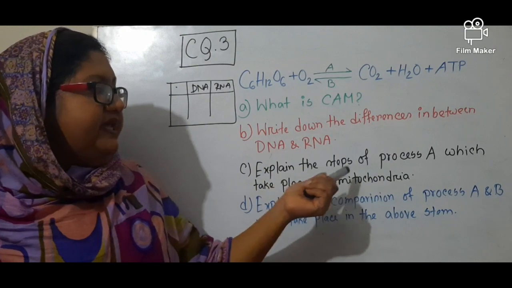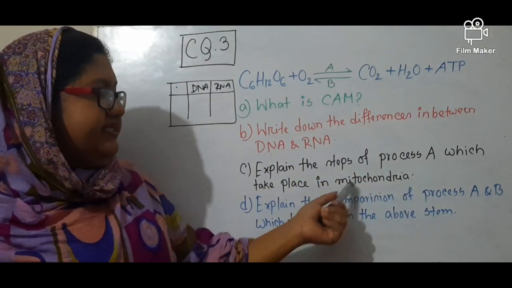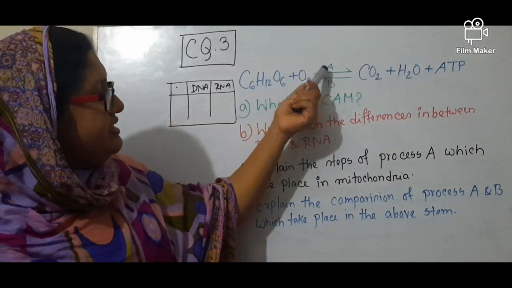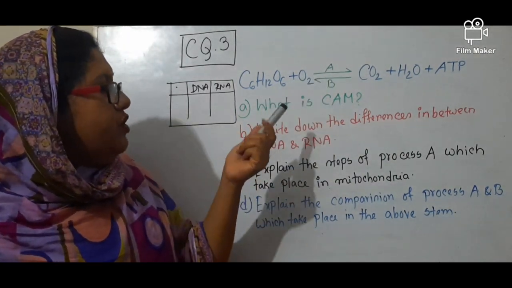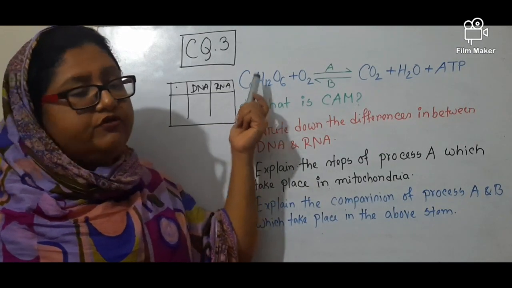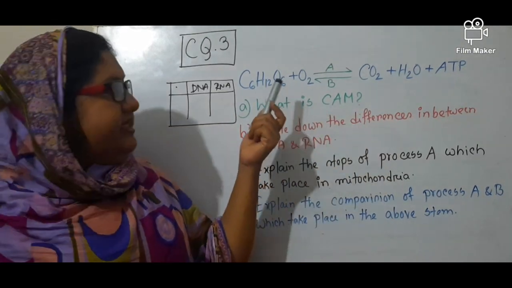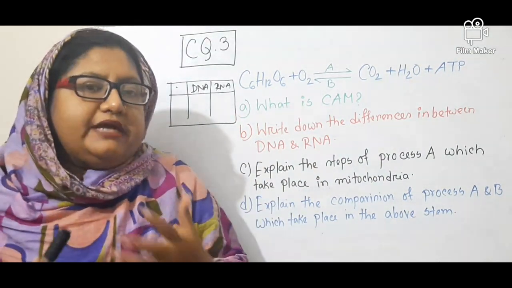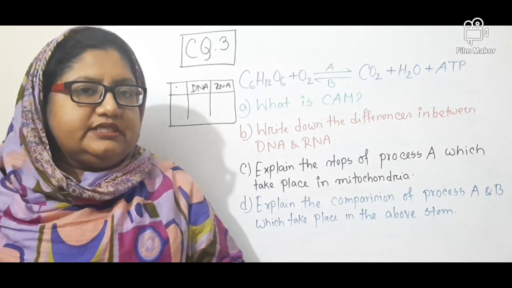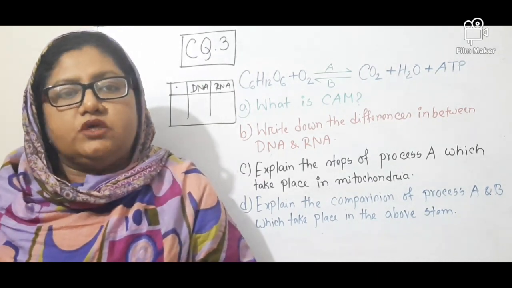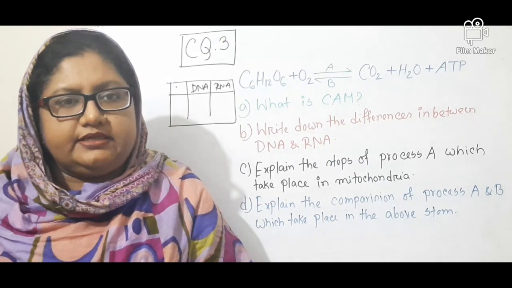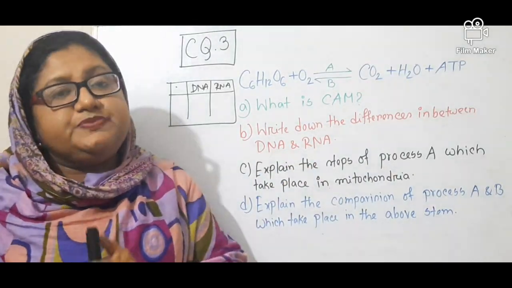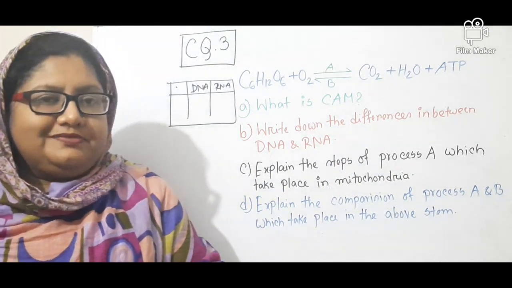Now, number C. Explain the steps of process A which take place in mitochondria. My dear students, you can see the process that the arrow indicates, which is from left to right side. In the left side, here is carbohydrate and oxygen. So, carbohydrate types of food, when they react with oxygen, that means it is oxidizing with the help of oxygen and producing carbon dioxide, water and ATP. This process is known as respiration.